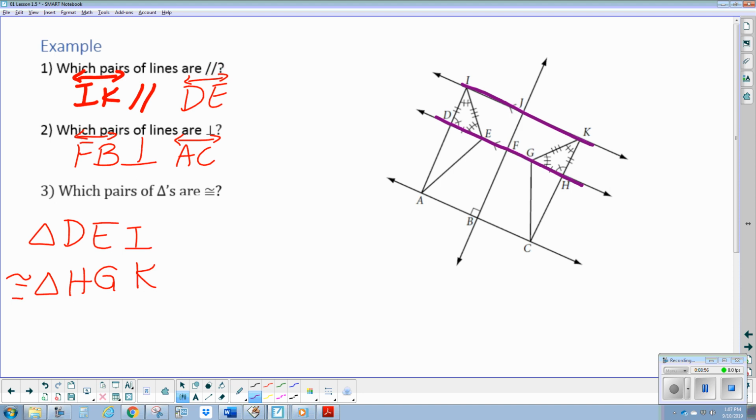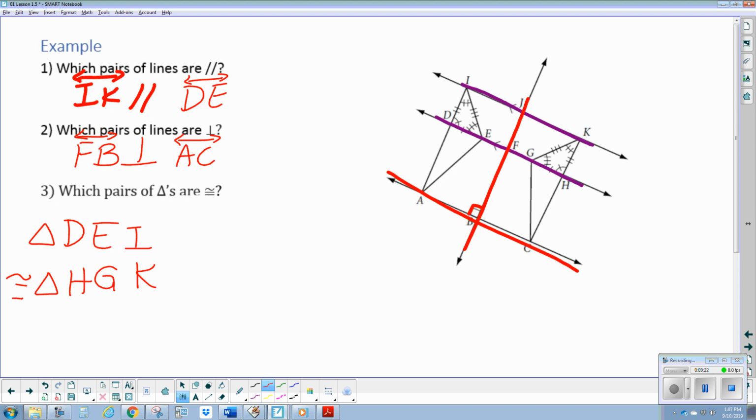Lines that are perpendicular, we have this perpendicular marking right here. So line FB or JB or FJ, any of those 2 points on that line is perpendicular to AC. Again, you can use any 2 points on that line AC. So it could be AB, BA, CA.